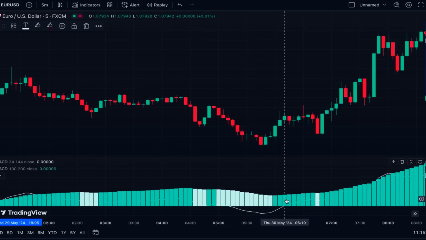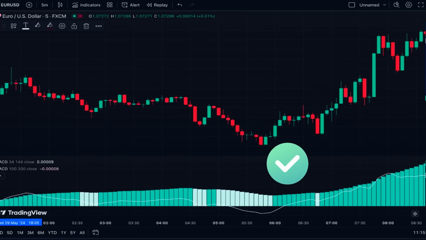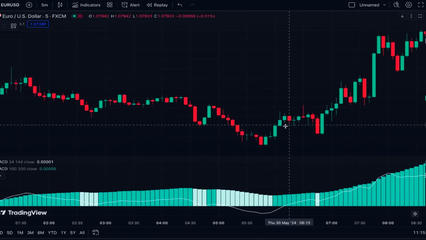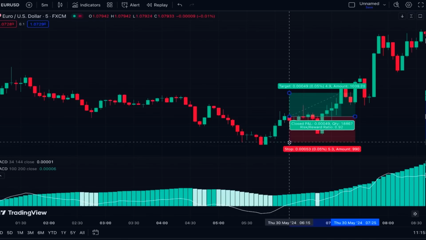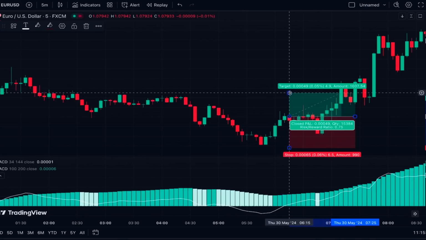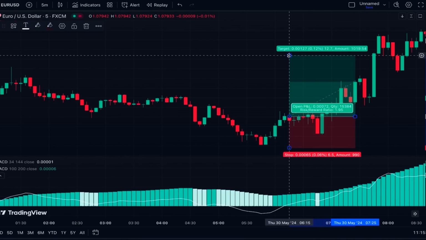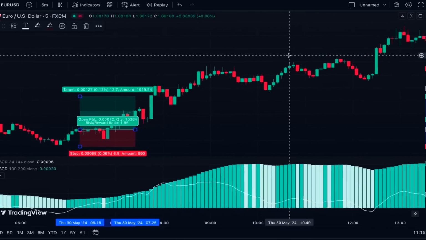We want the bar to be dark green, so the buy signal here is confirmed, and we can enter a long position at this point when this new candle is opened. The stop loss below the previous swing low, and the profit at 1.5 risk to reward ratio. Moving on the chart to see if there is any other opportunity.